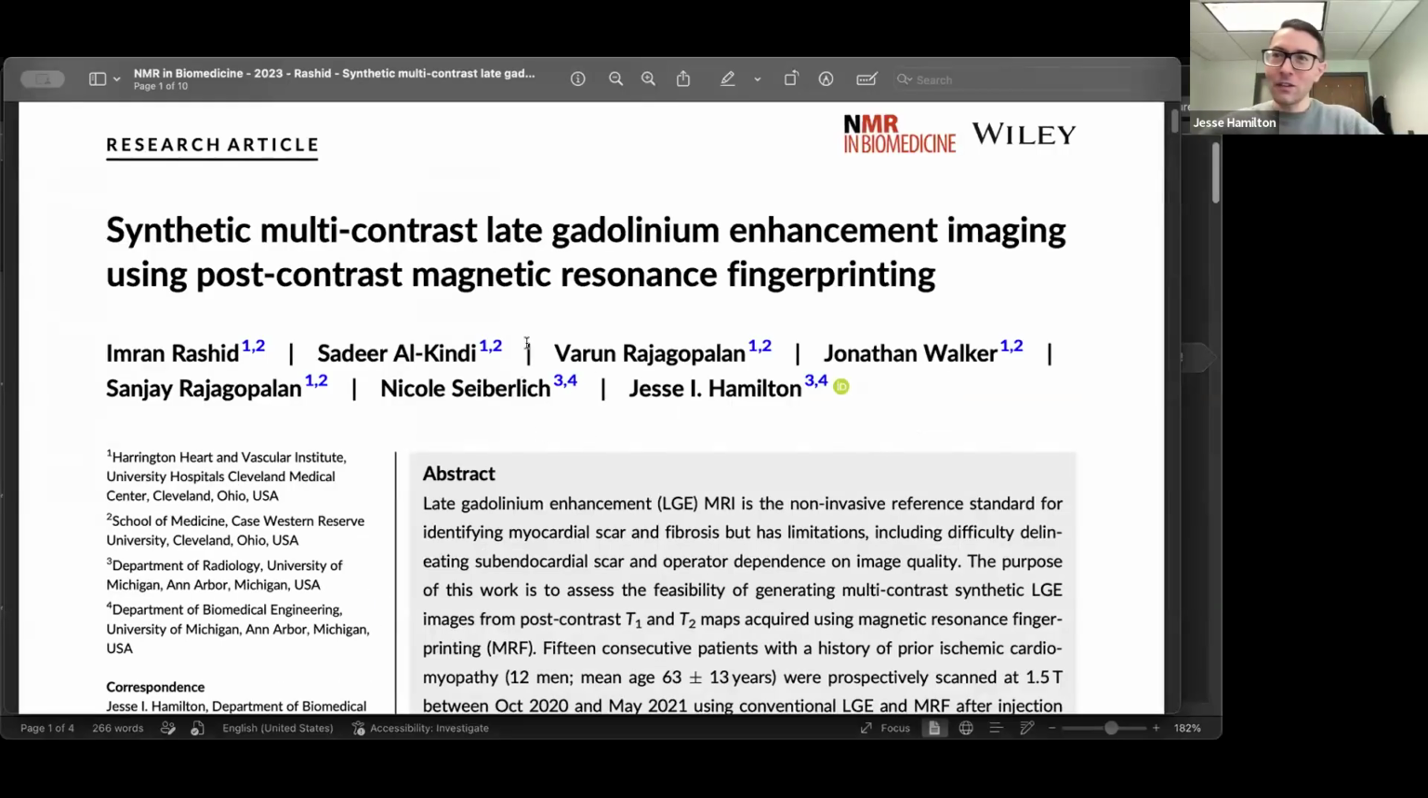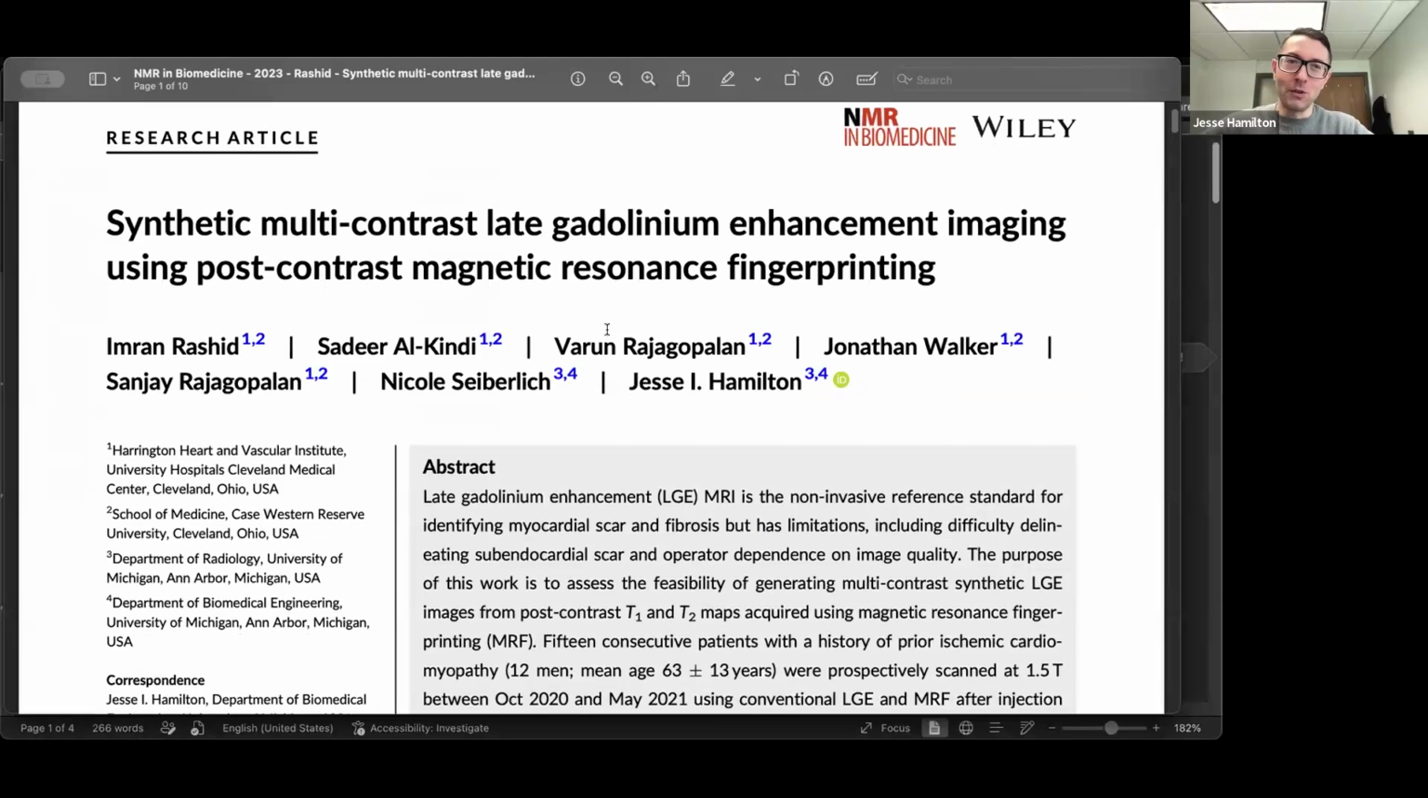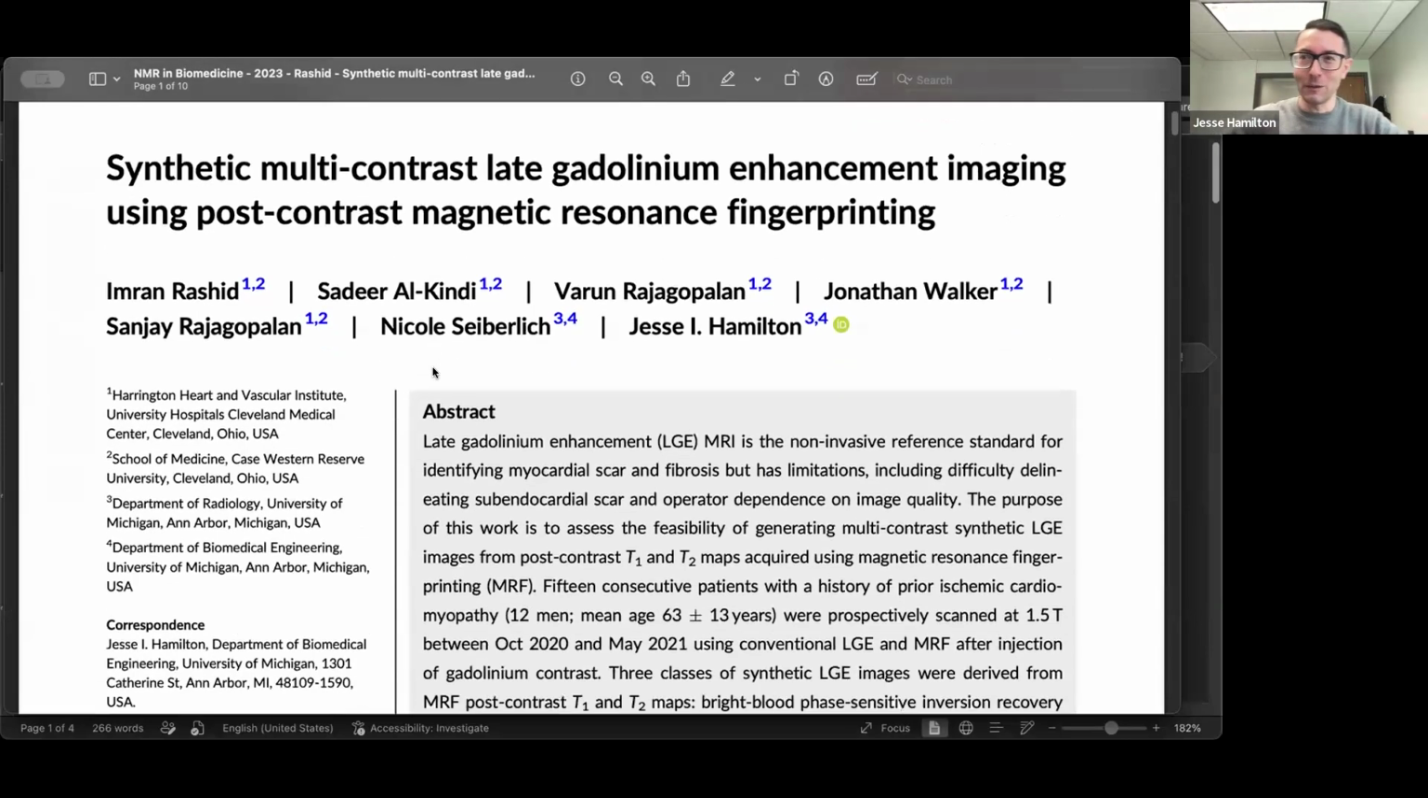All right. So this paper is about using post-contrast cardiac MR fingerprinting, using quantitative maps to generate LGE images that have multiple contrast weightings. This was some work with Nicole and also with Imran Rashid and some collaborators. He's a cardiologist at Case Western Reserve University.